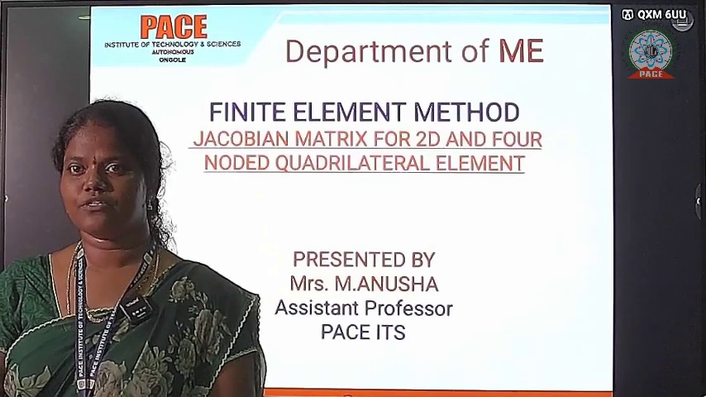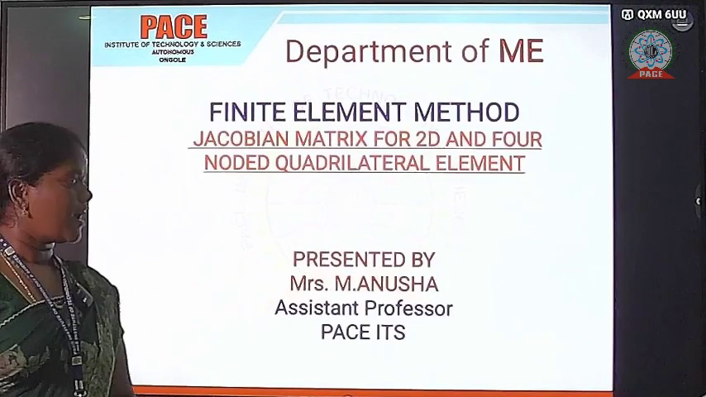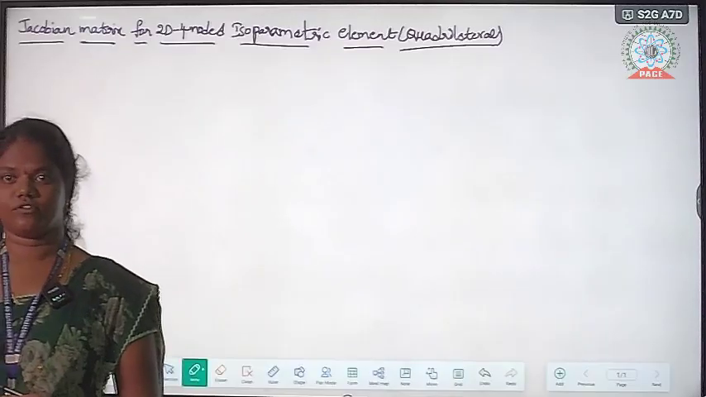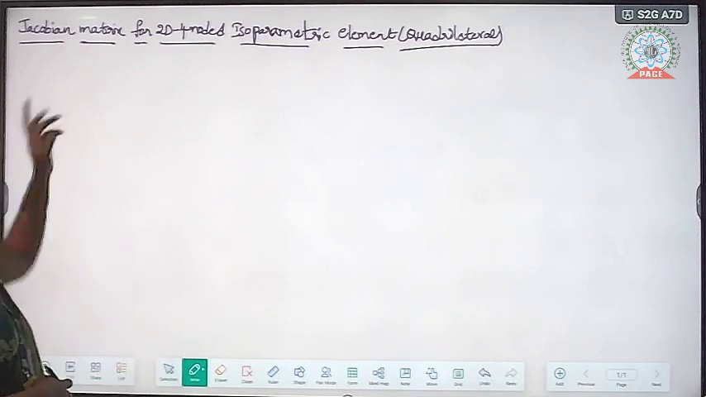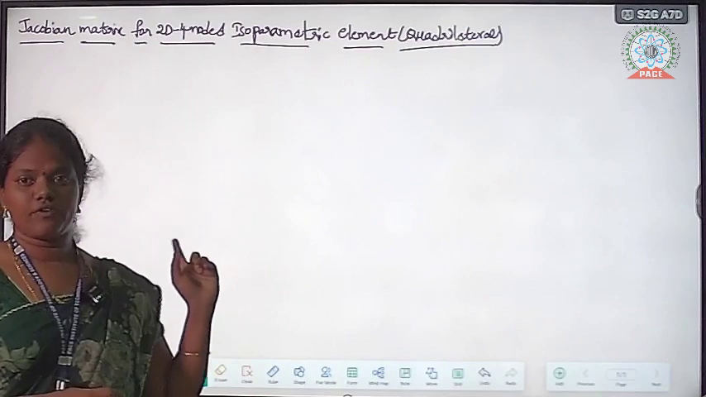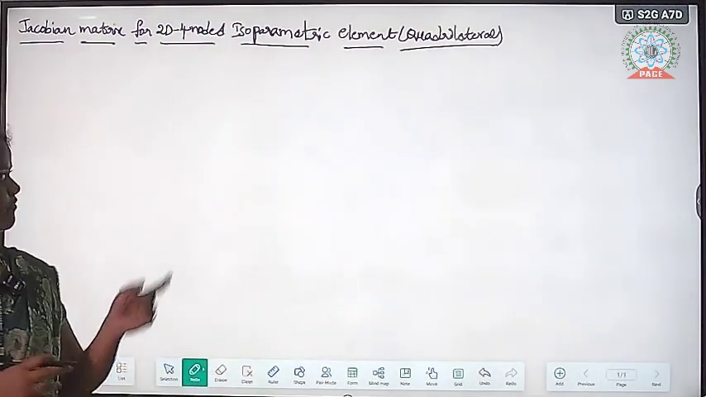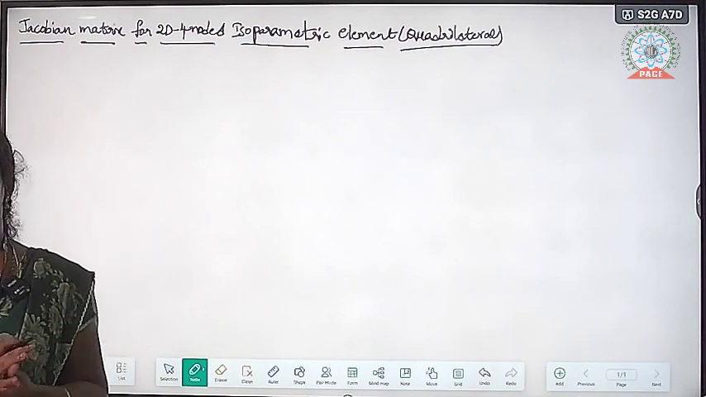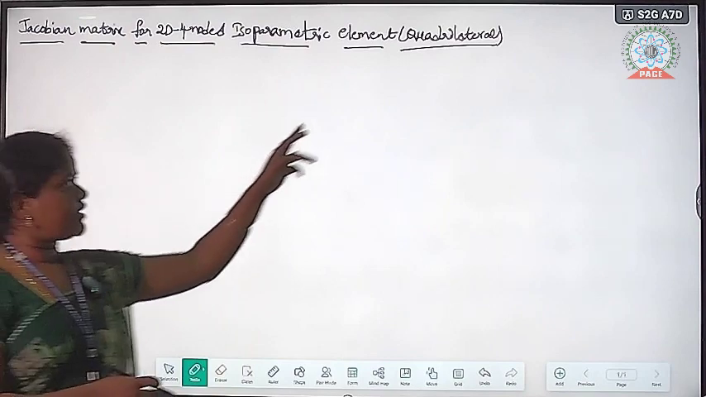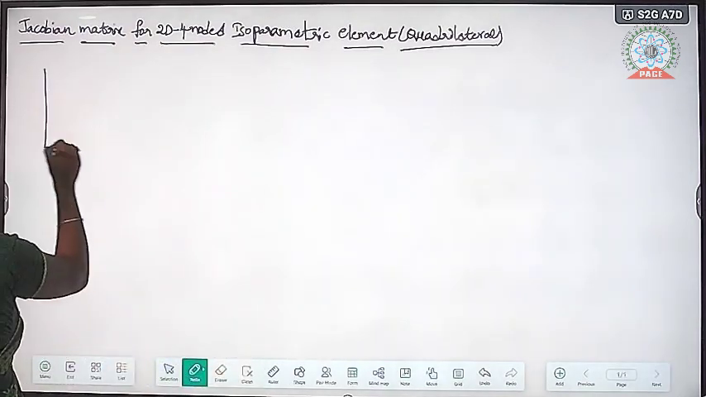Today I am going to derive an expression for the Jacobian matrix for a two-noded, two-dimensional quadrilateral element. So the Jacobian matrix for a two-noded isoparametric quadrilateral element. We are taking the example of a quadrilateral element. In the previous class we also derived an expression for a quadrilateral element. Today also we have to find the Jacobian matrix. First we have to take the quadrilateral element.